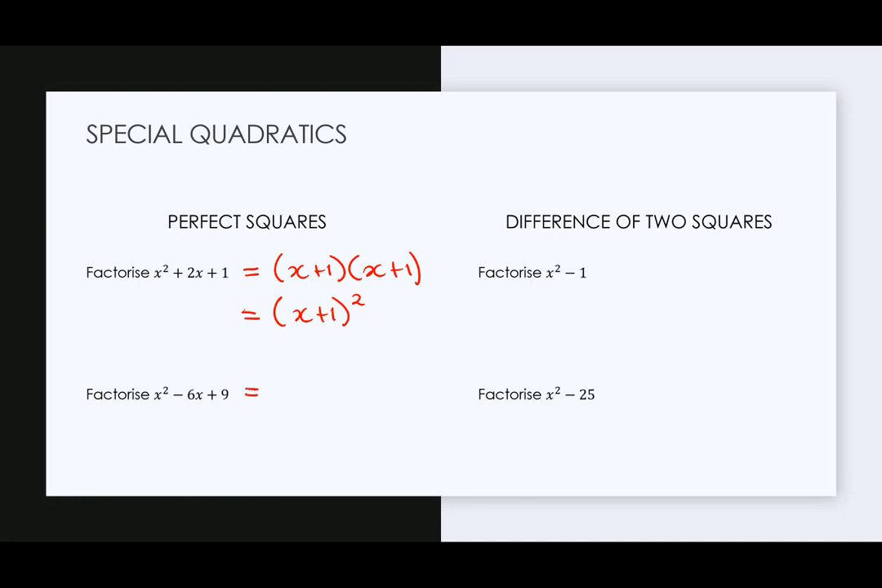This one here, it's also a perfect square, so our two brackets will be the same. In this case, our number is going to be negative 3. So we can write that as x minus 3 squared.